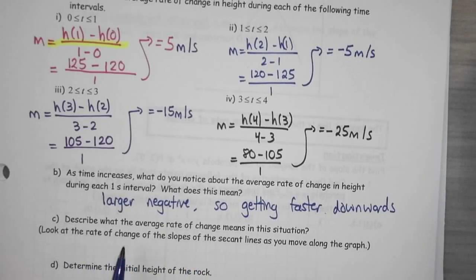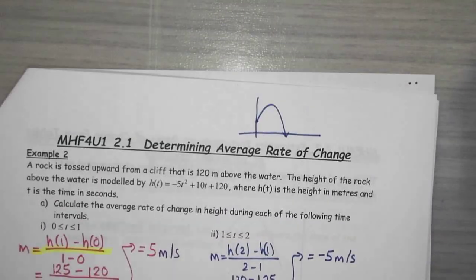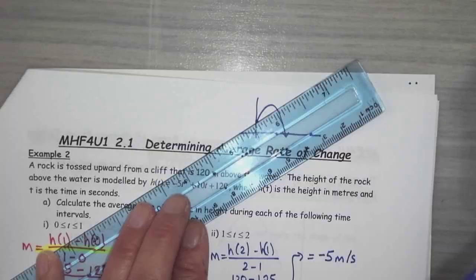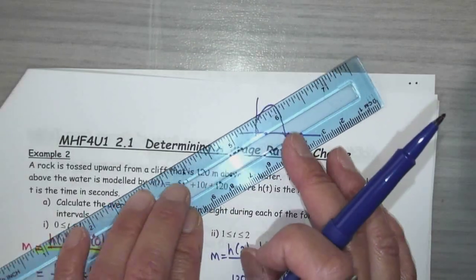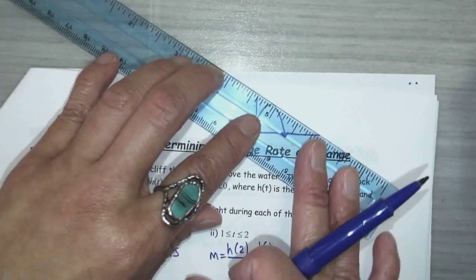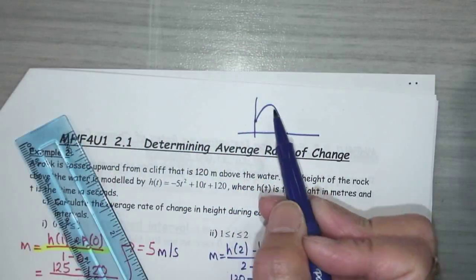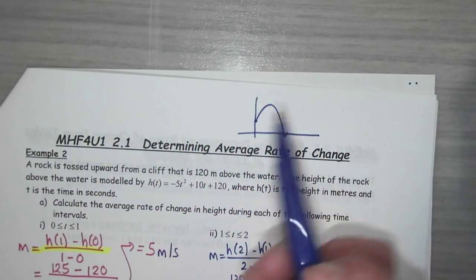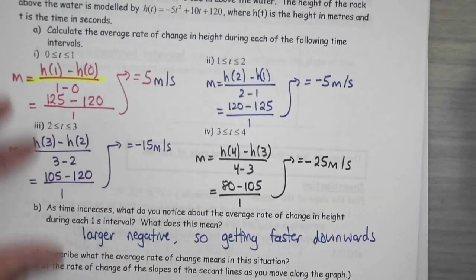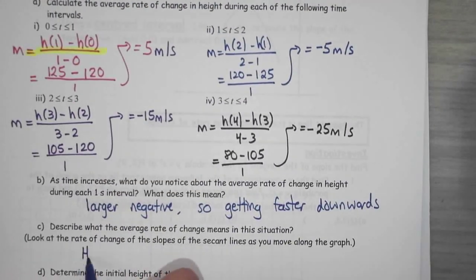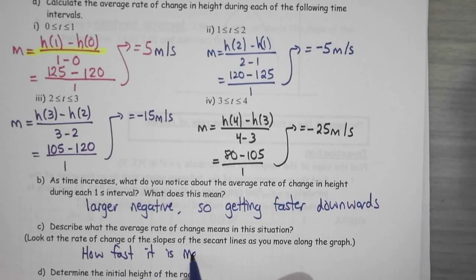So look at the rate of change of the slopes of the secant lines as you move along the graph. So as you're moving along the graph, right? So again, it's going here, right? So it's heading up, and then it's turning around positive, it's turning around down negative, and it's getting faster, the secant line. So as you're following the curve, it's getting faster down. So this average rate of change is just looking at how fast it is moving, right? How fast it's moving.